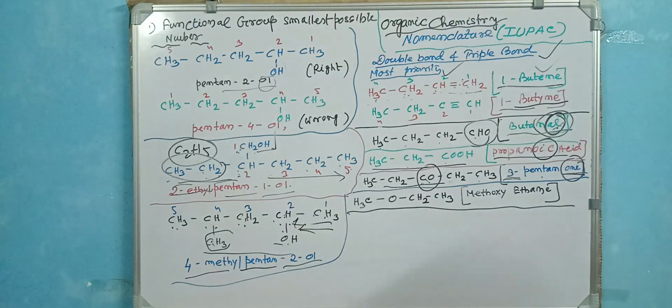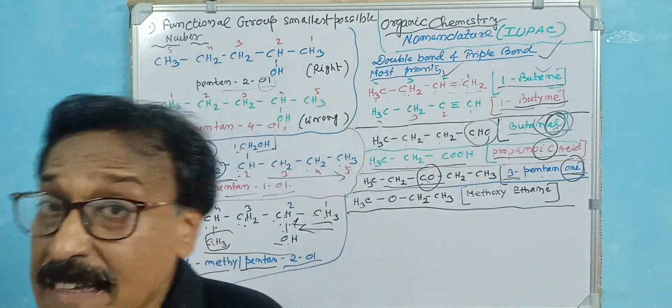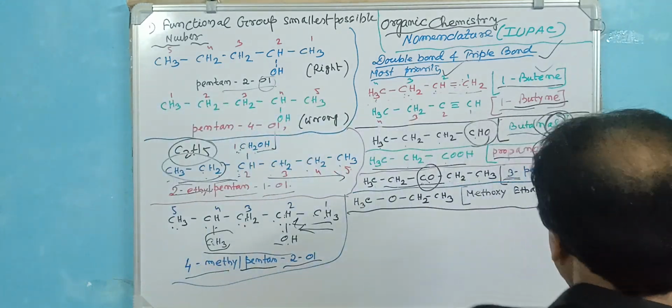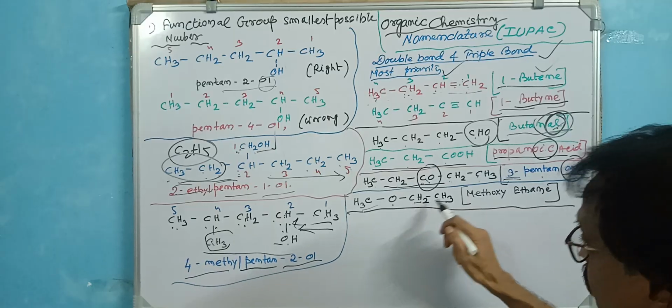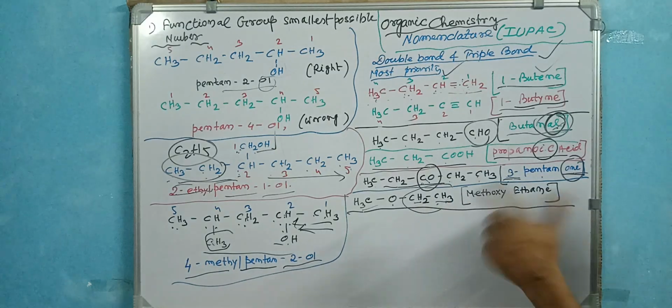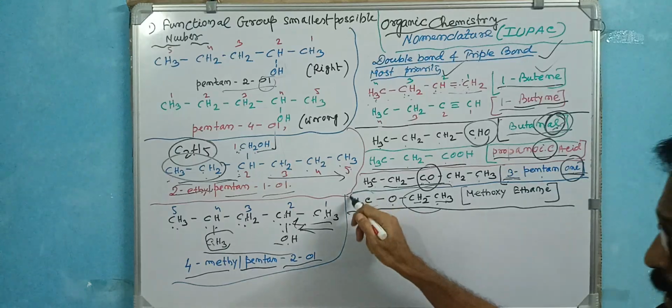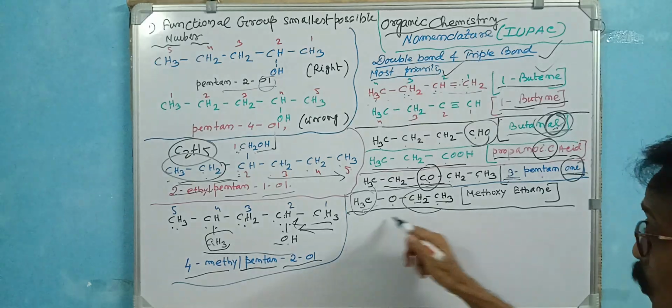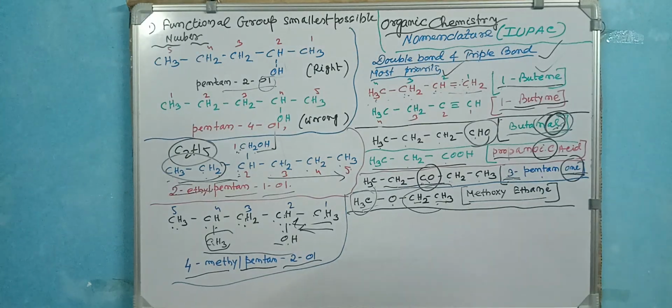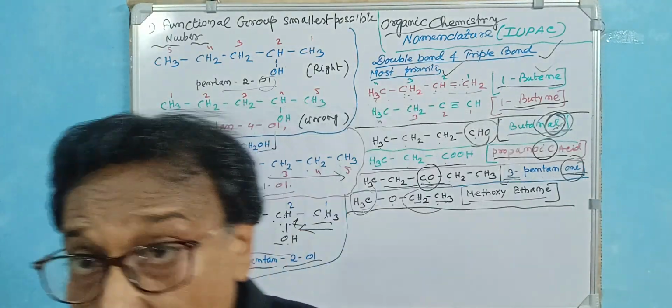Okay. Now, here is the ether. It has a different naming. Ether is only O. So here is CH3, O, CH2, CH3, which means actually this is C2H5. Methoxyethane. Here is the methane. The naming is methoxyethane. That is the naming. Okay? This is the naming of this.